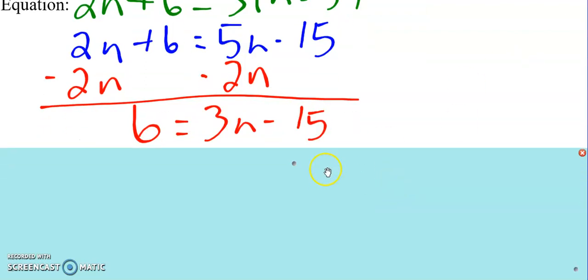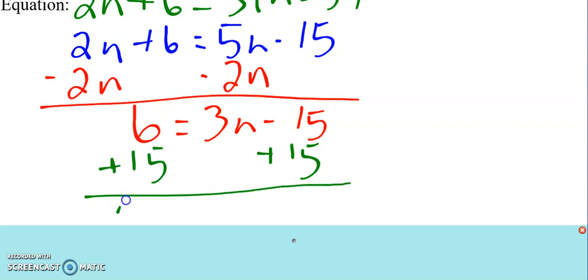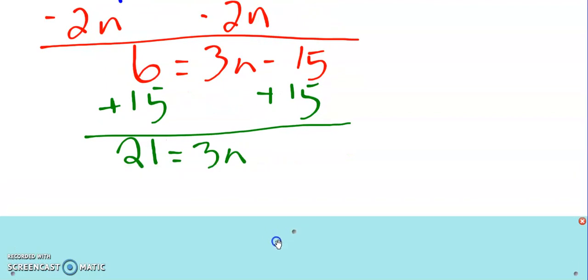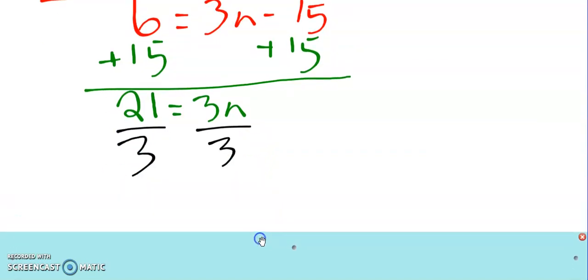All right, now two-step equation. The opposite of minus 15 is plus 15. Both sides, add 15. 6 plus 15, 21, equals 3n. One last step. Divide both sides by 3. So we have here 21 divided by 3 is 7 equals n.